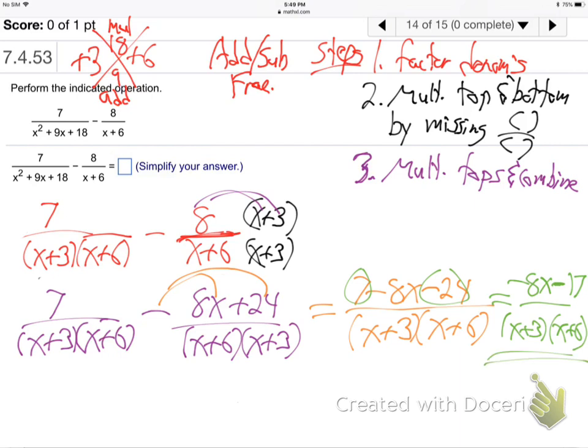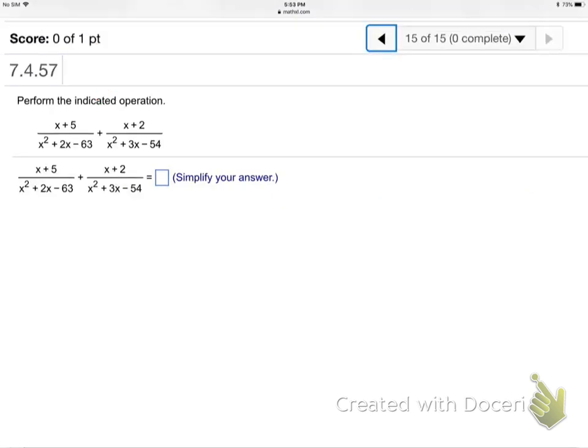There we go. Nothing else can be done. Step 4 is try to factor the top, but that top's not going to factor. So we're done right there. All right, number 15, last one.